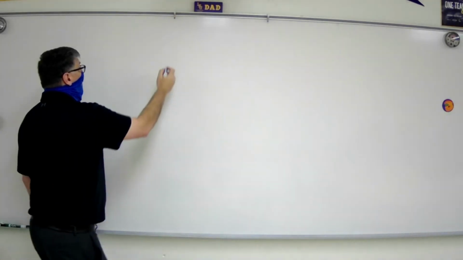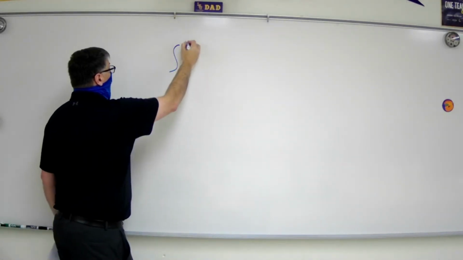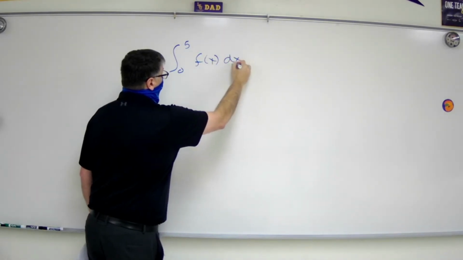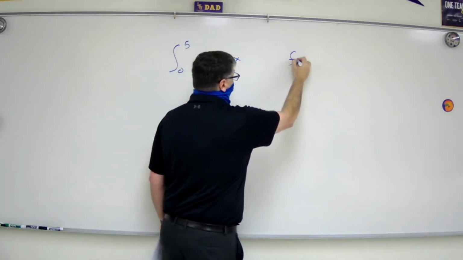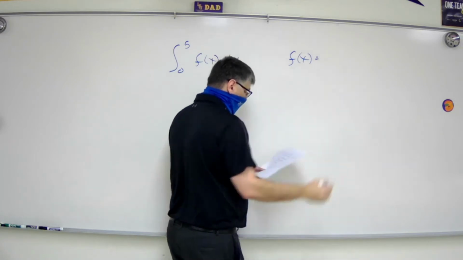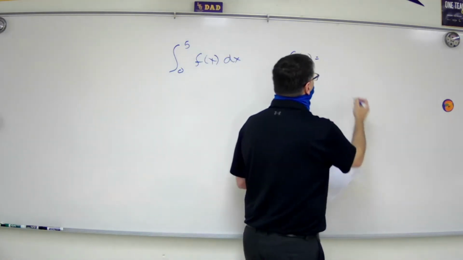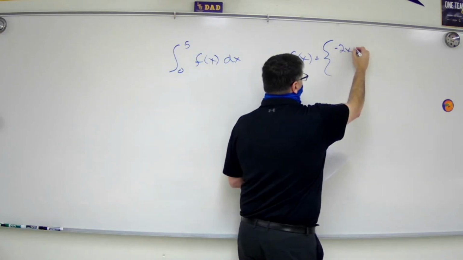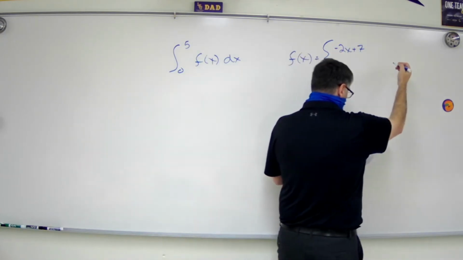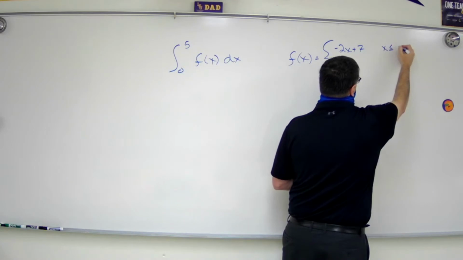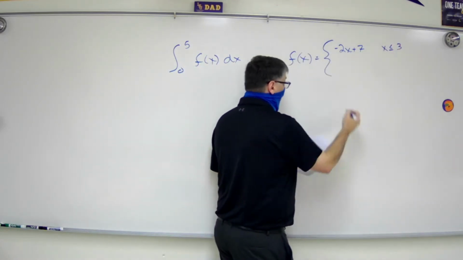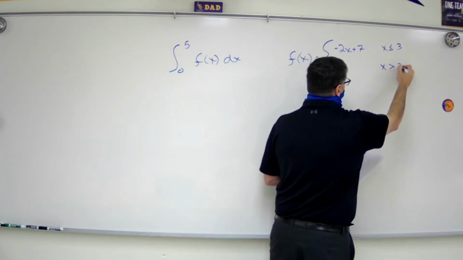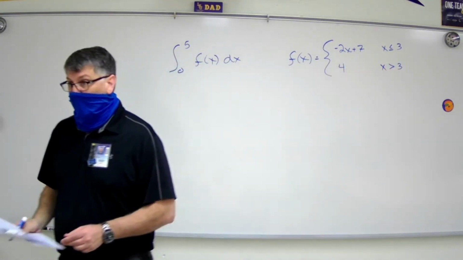Now, we're going to integrate from 0 to 5 of f of x dx, and f of x equals negative 2x plus 7 when x is less than or equal to 3, and 4 when x is greater than 3. So we're going to integrate this.